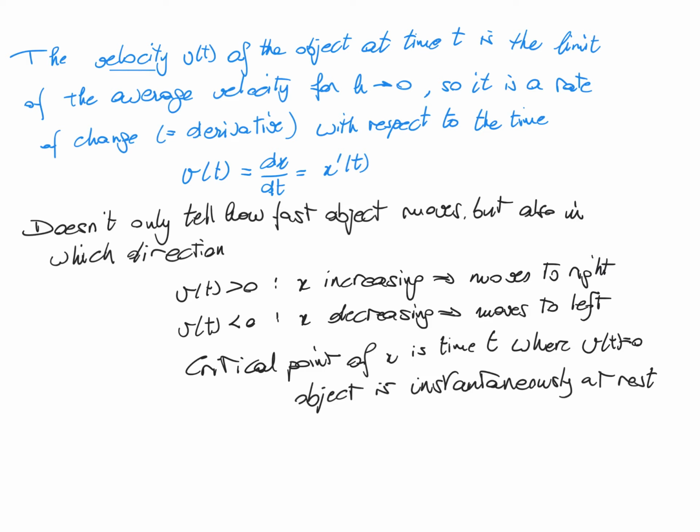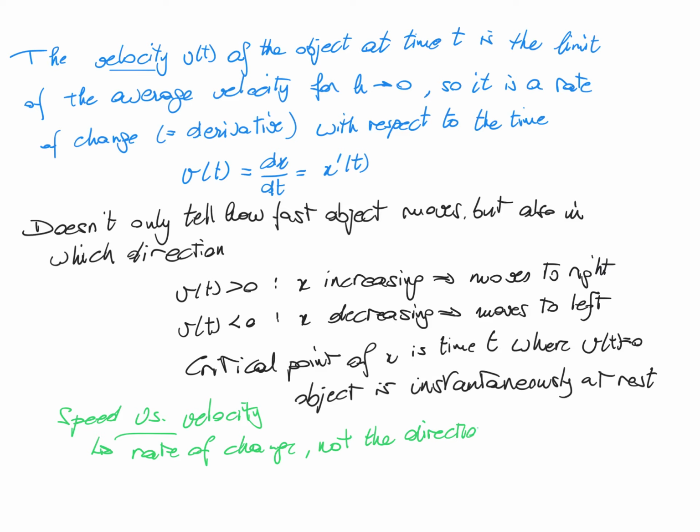How are speed and velocity then related? So speed versus velocity. Basically, the speed only involves the rate of change, but not the direction. So speed, what's important there is the rate of change, not the direction in which it moves. So the speed will tell you how fast the object is moving, but not where it goes to. So basically what you have, your speed s of t, is just the absolute value of your velocity v of t.